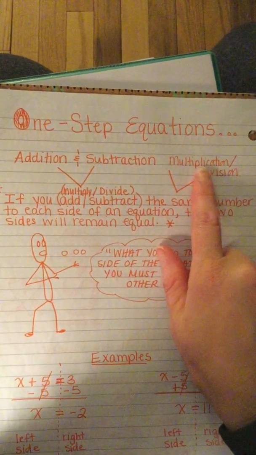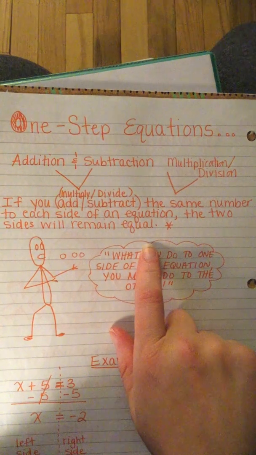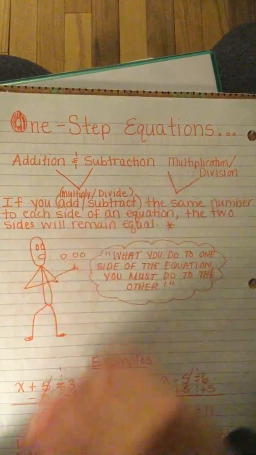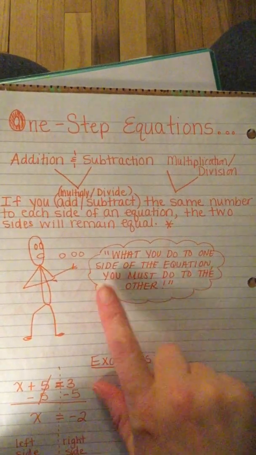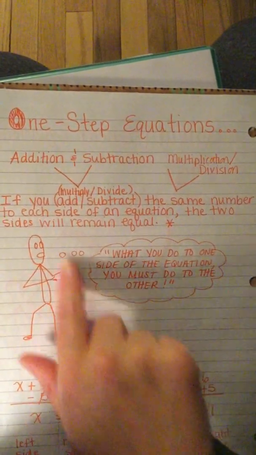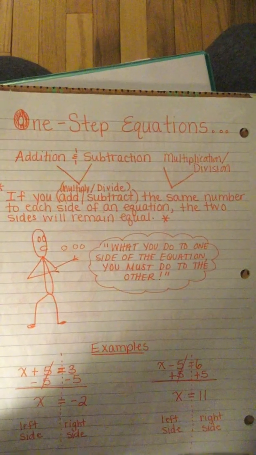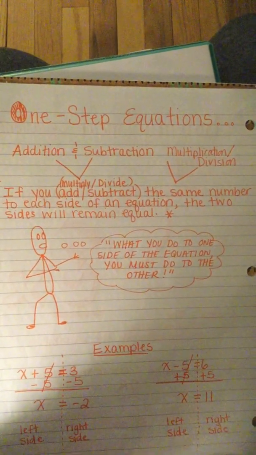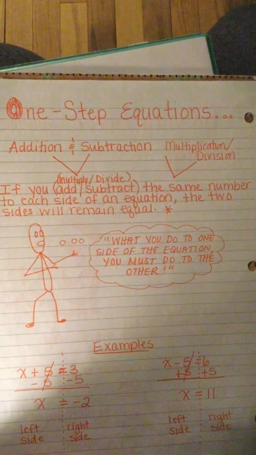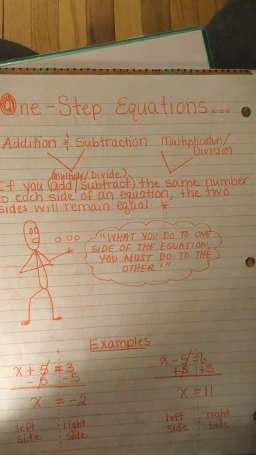Okay, multiplication and division are partners as well. So it says what you do to one side of the equation, you must do to the other. And again, you don't have to draw my fancy stick guy. So again, I'm imagining you're not ready. You can go ahead and pause this and push play when you're ready.